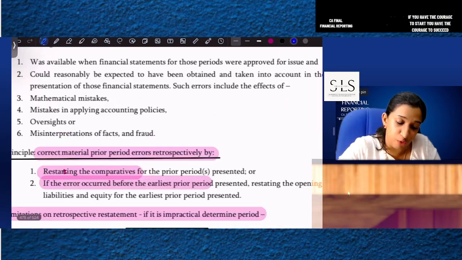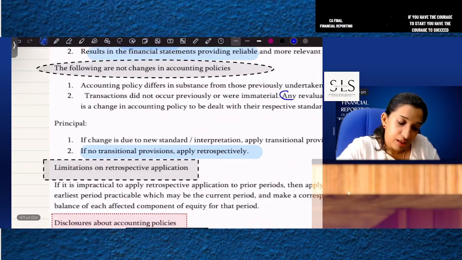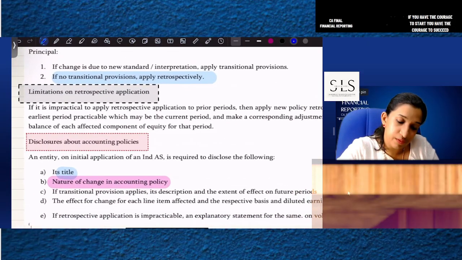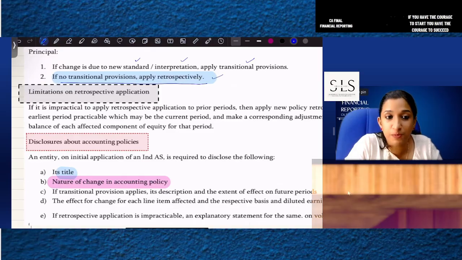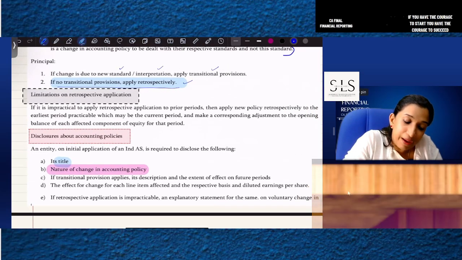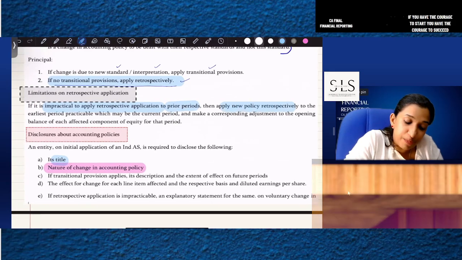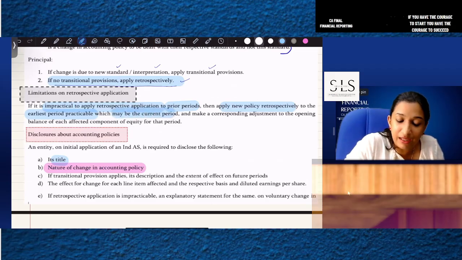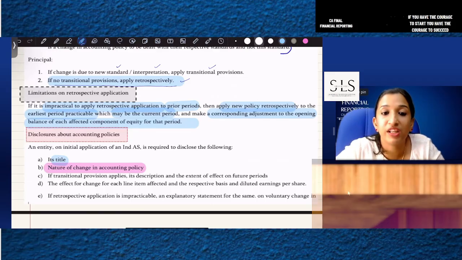So let me read the provision once more. If there is a new standard or interpretation, apply transitional provisions. If no transitional provisions, apply retrospectively. If it is impractical to apply retrospective application to prior periods, then apply the new policy retrospectively to the earliest period practicable, which may be the current period, and make a corresponding adjustment to the opening balance of the affected component of equity for that period.